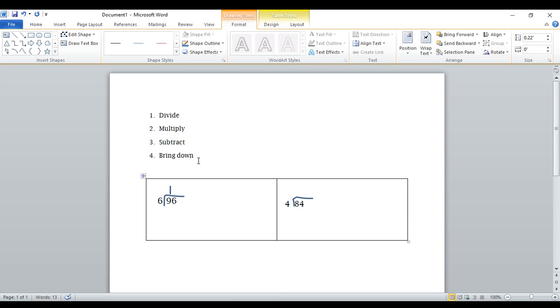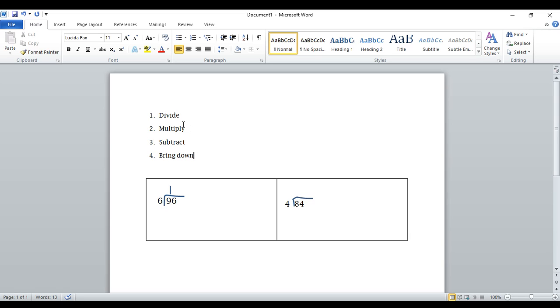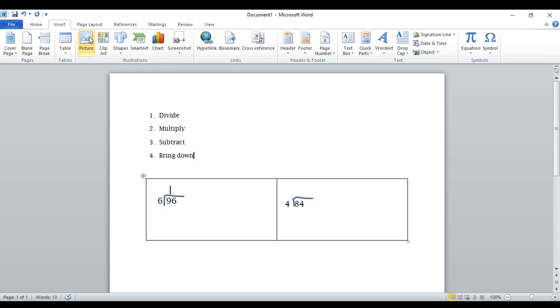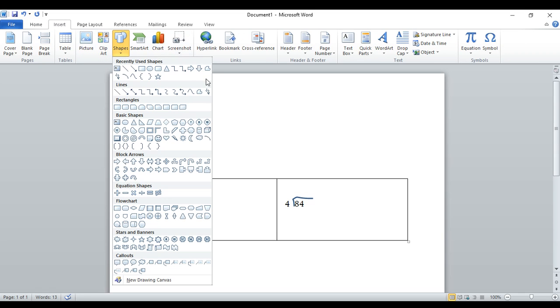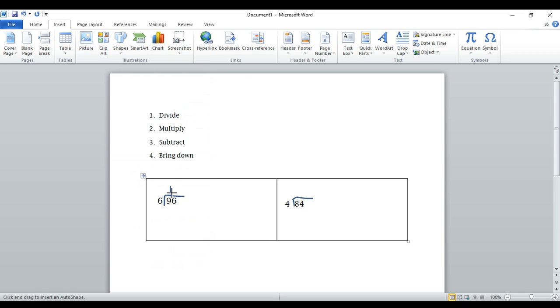And then the next step is to multiply. We multiply 1 times 6. And 1 times 6 is what? I hope you've said it is 6. So we write that down here.